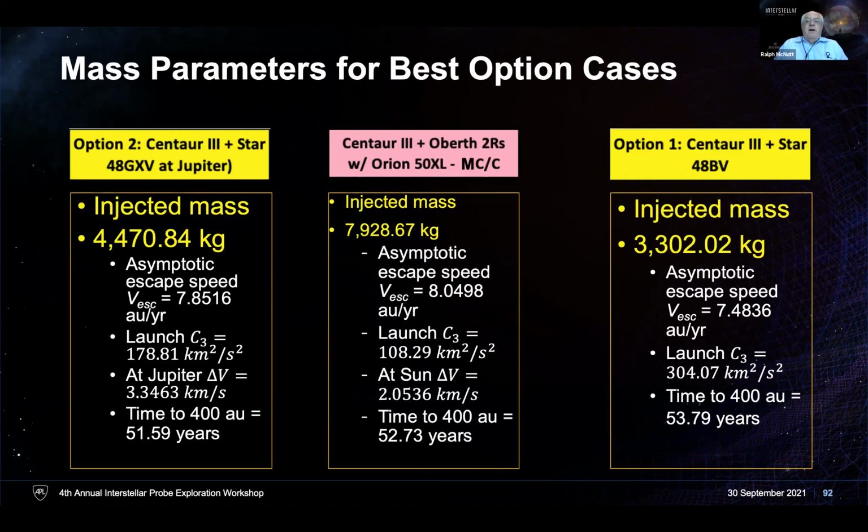And this just shows some of the other numbers that come in with this. So basically, the injected mass for option 1 ends up being about 3302 kilograms. Option 2 about 4470, and then option 3 in this case with the Orion 50XL about almost 8 metric tons. So this is pulling in all of the additional things that one has to worry about in addition to just the bare observatory. Next, please.